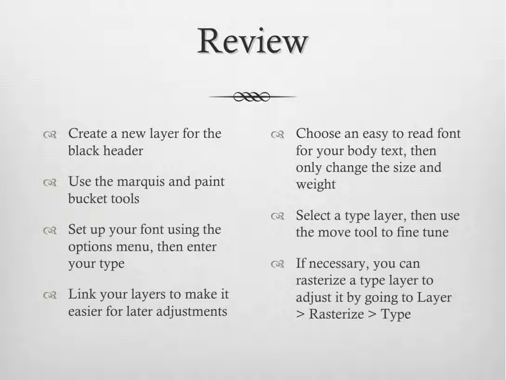In review, you should create a new layer for your black header. That'll be created using the Marquee and Paint Bucket tools. Once you have a text box in place, you can select your font from the options menu and get everything set up for that. When two layers are meant to stay together, it's a good idea to link them in the layer panel so that you can adjust them later. Always choose an easy to read font for your body text, and then only change the size and weight of that font.